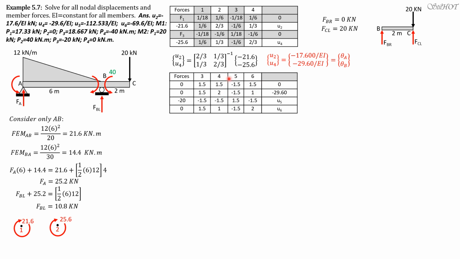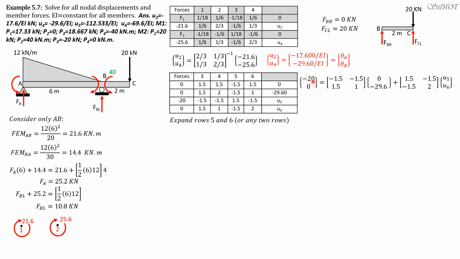The only node that has displacement is theta B or U4. So this is U4, that's U3. Again, we extract rows 5 and 6 to solve for U5 and U6. So we have negative 20, 0 equals this matrix times 0, negative 29.6, then this 2 by 2 matrix times U5, U6.